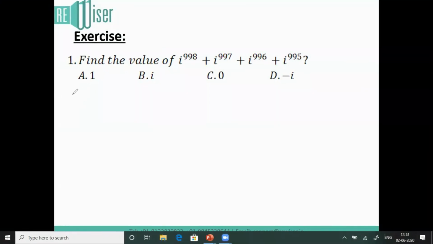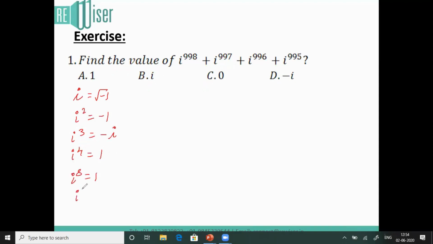In order to solve the sum, we should be aware that the value of i is nothing but root of -1. Then i square would be -1. i cube can be written as i square times i, which is nothing but -i. And i power 4 is positive 1, because i power 4 is nothing but i square times i square, which is -1 times -1. So if i power 4 is 1, even i power 8 would be 1.